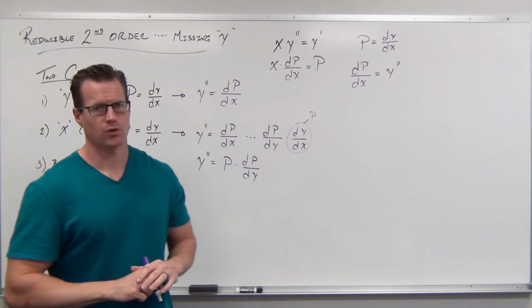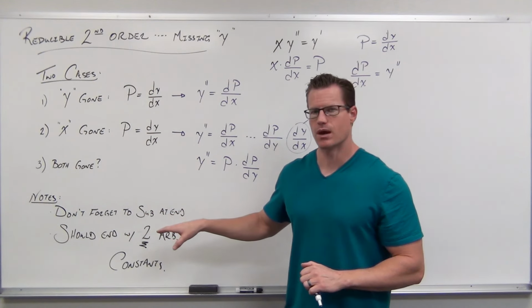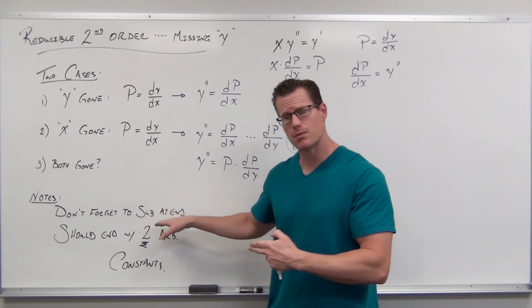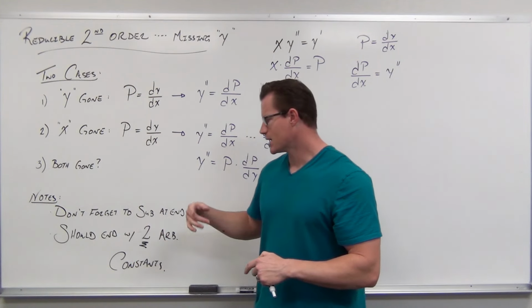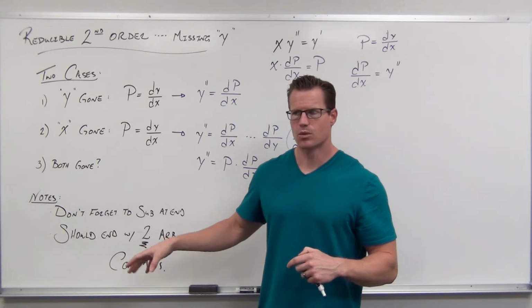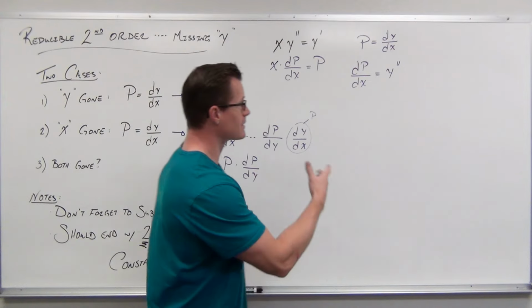Now, some notes for you. Do not forget to substitute back in. You're going to have a p floating around. You have to deal with that, and then you have to do another integral. So do not forget about that. And then secondly, because we have a second order differential equation, you should end with 2 arbitrary constants. We're doing integration twice on 2 different things, and so we're going to get that.